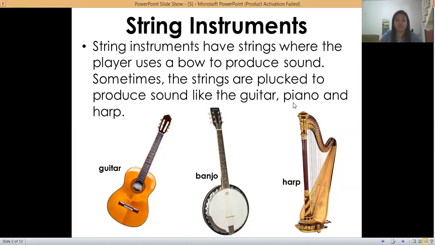This one is banjo. Okay, banjo and harp. So we have here a guitar, banjo, and harp. Take a look at the picture because later in our activity, you are going to name some instruments. Again, this one is guitar, banjo, harp. Can you please say it? Ready and go. Very good. So these are string instruments.